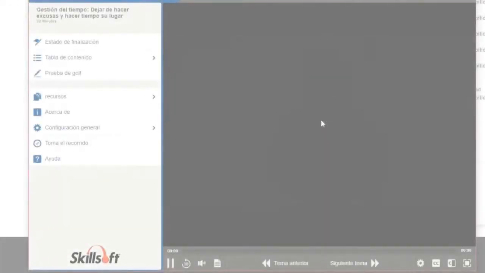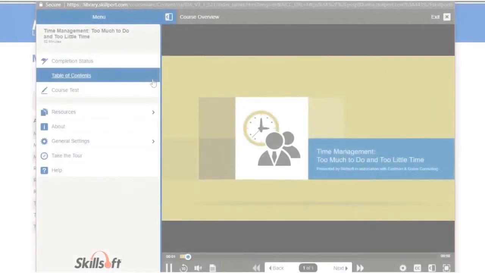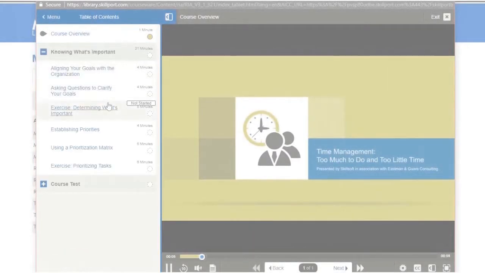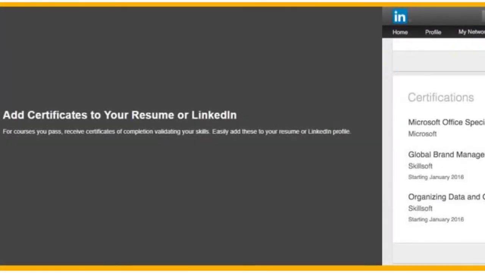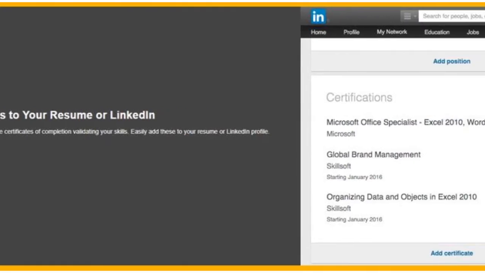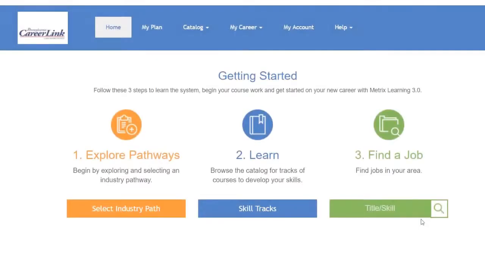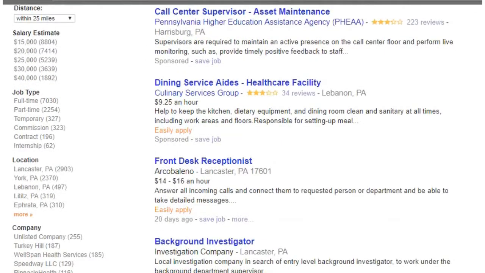You can use Metrix Learning to meet a job requirement before your next interview. Whether the job requires Microsoft Office or customer service skills, you can earn a course certificate in Metrix to prove you're eager and capable. Our course provider, Skillsoft, is recognized by more than half the Fortune 500 companies. Add your course completions and skill achievements to your resume, then follow step 3 in Metrix to see what jobs are available in your area.